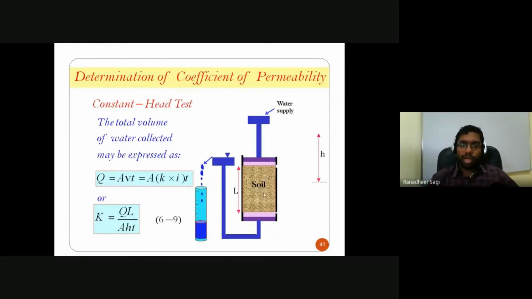And at the bottom of the mold, you are going to be placing what is called a porous stone. Here, one porous stone. On top of the soil sample, you are going to be placing a porous stone, followed by a filter paper on both sides of the porous stone.